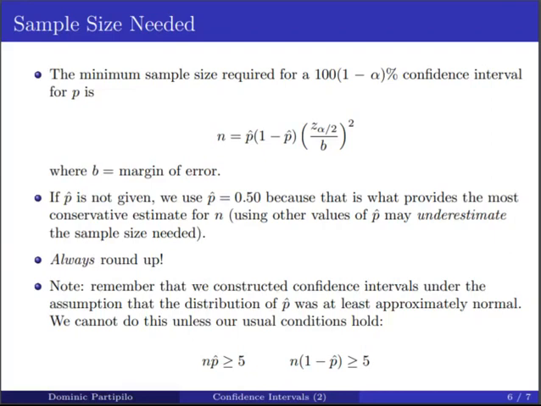So a couple other things to note here. Just like when we were dealing with means, we always round up when we're doing our sample size needed calculations. And remember, we're assuming that the distribution is approximately normal, or exactly normal, but at least approximately normal. So we do still have to check our conditions to make sure it's appropriate to do this calculation in the first place. And remember, our conditions for normality with proportions were that n times p hat needed to be greater than or equal to 5, and n times 1 minus p hat also needed to be greater than or equal to 5.